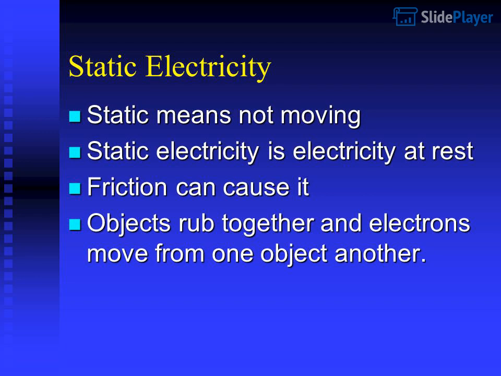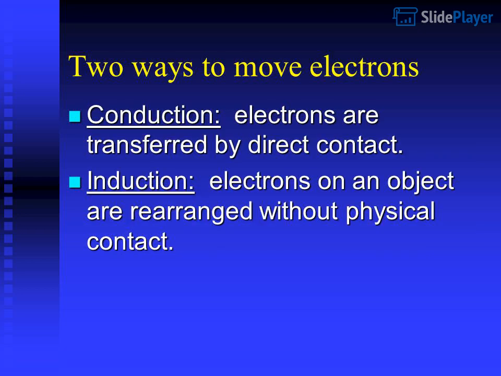Static electricity. Static means not moving. Static electricity is electricity at rest. Friction can cause it. Objects rub together and electrons move from one object to another. Two ways to move electrons.